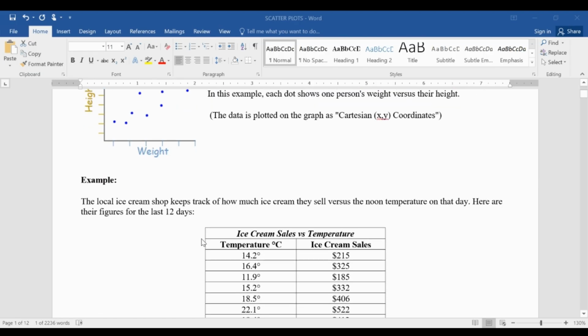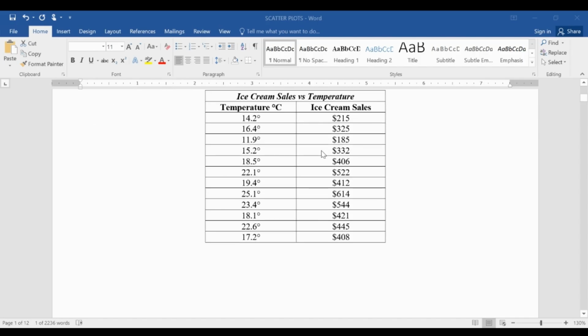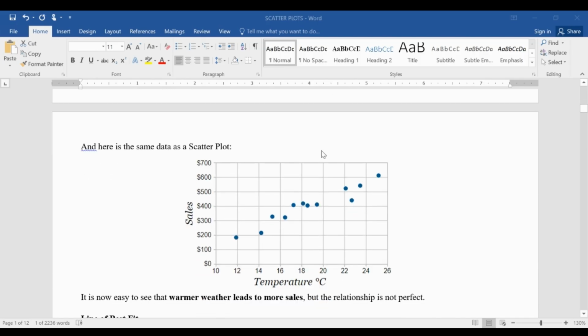Now, an example of some data here is ice cream sales versus temperature. So the ice cream sales is going to be the independent. The temperature is going to be the dependent variable. And so down here, we have the scatter plot.